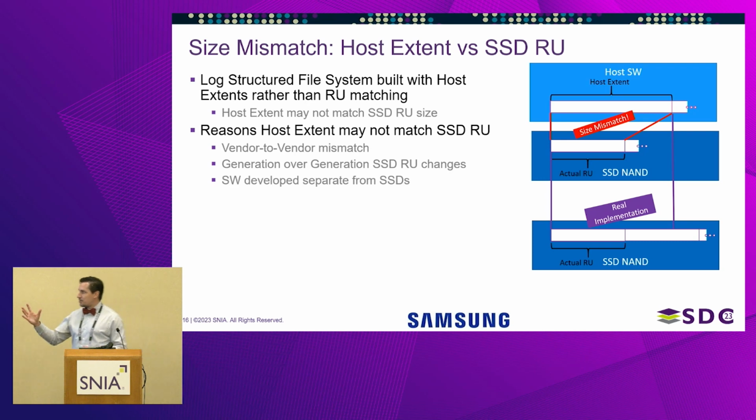This talk has mainly focused on how we can get to write amplification of 1. I think this slide is kind of a teaser. I hope to come to another conference presentation in the future. We've been evaluating internally what happens when we have a log structured file system where the host extent might not match up to the actual RU. This could be due to many reasons. Maybe there's a vendor to vendor mismatch, a generation over generation RU change, or maybe the software was developed before or separately from the SSD.